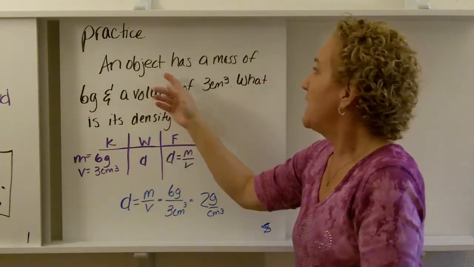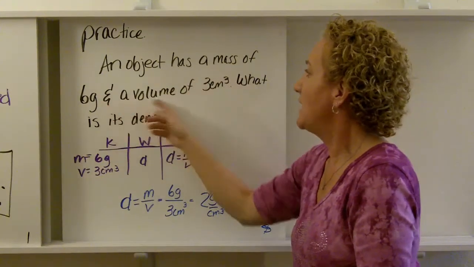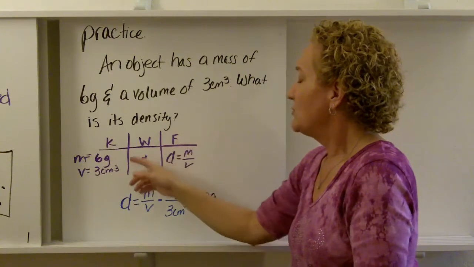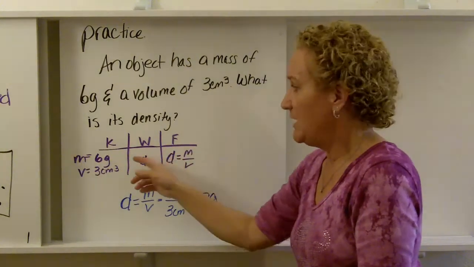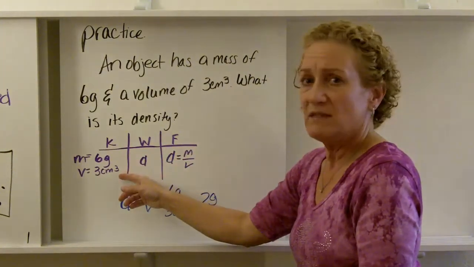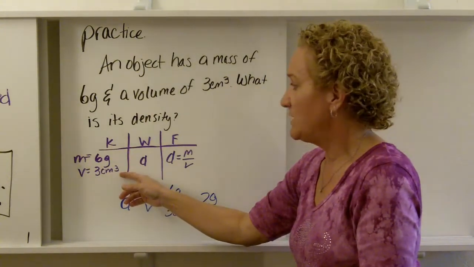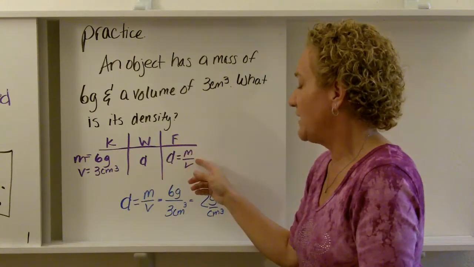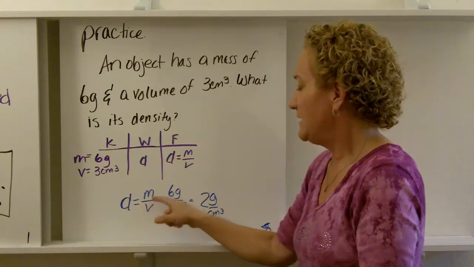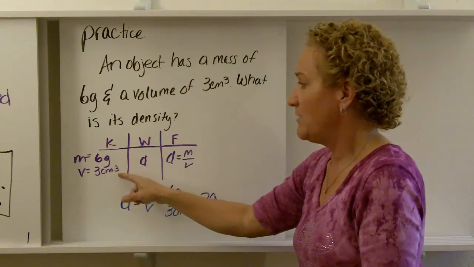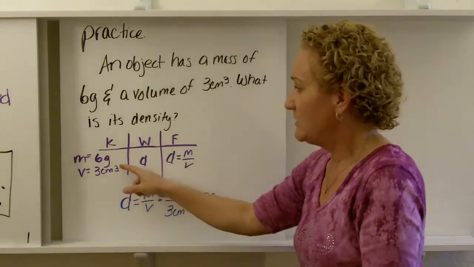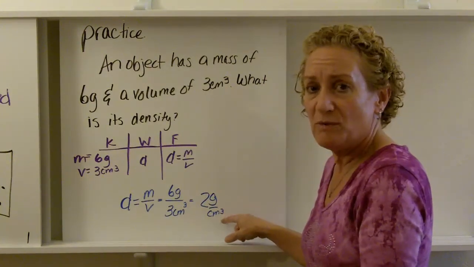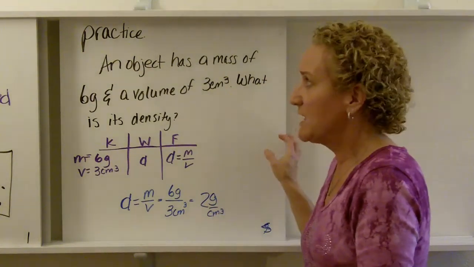Our favorite, word problems. An object has a mass of 6 grams and a volume of 3 cubic centimeters. What's its density? So here's my no wanton formula grid. I know the mass is 6 grams. I know the volume is 3 cubic centimeters. I'm looking for density, and I know density is equal to mass divided by volume. So density is mass, 6 grams, divided by volume, 3 cubic centimeters. 6 divided by 3 is 2. And my units are grams per cubic centimeter. 2 grams per cubic centimeter.